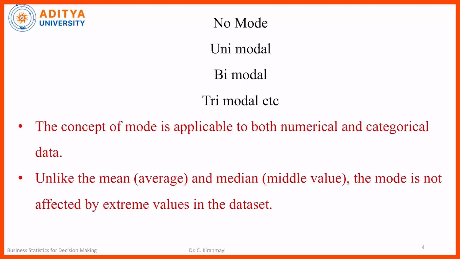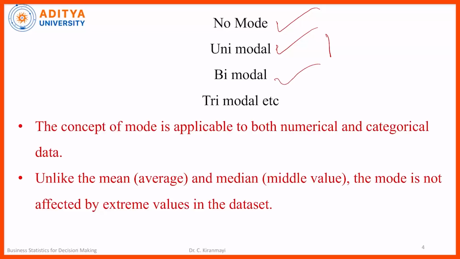Coming to the various types of mode, it is not mandatory that every data set should have a mode value. There may be data sets with no mode value, where each and every data point is different from the others, so it is not possible to find the most recurrent value. And there may be a unimodal class, where a data set has only one mode value, that is, only one value is repeated a number of times.